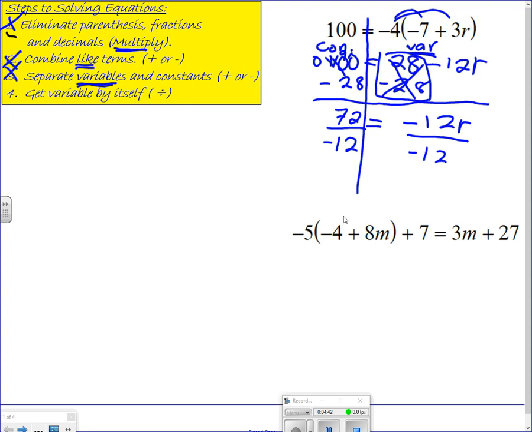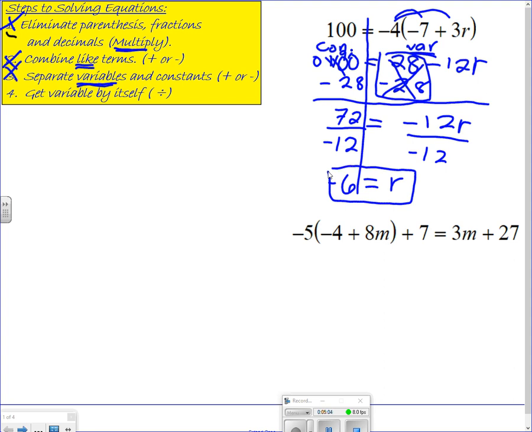-72 divided by -12 will be -6. Now, -12 divided by -12 is 1, and 1 times r will give you r. So the answer for that one is r is equal to -6, and that's it.